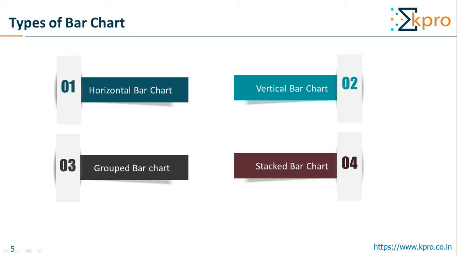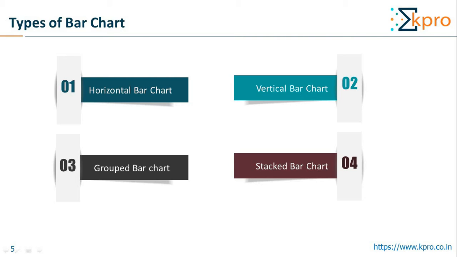The next is the group bar chart. A group bar chart is a way of showing information about different subcategories which are a part of one category. The next is the stack bar chart. It is similar to a group bar chart, but the only difference is here the subcategories are placed on top of each other.